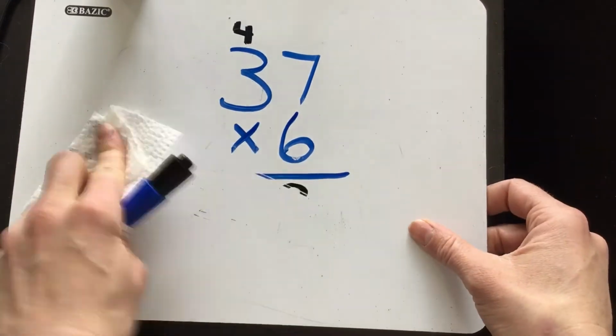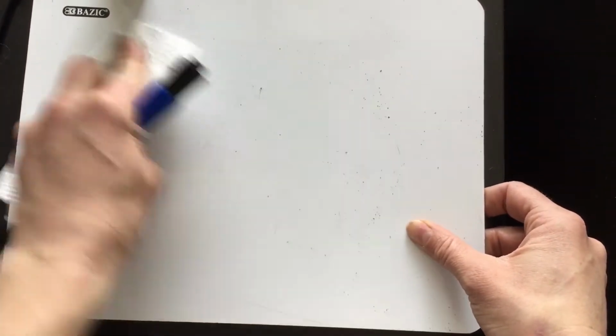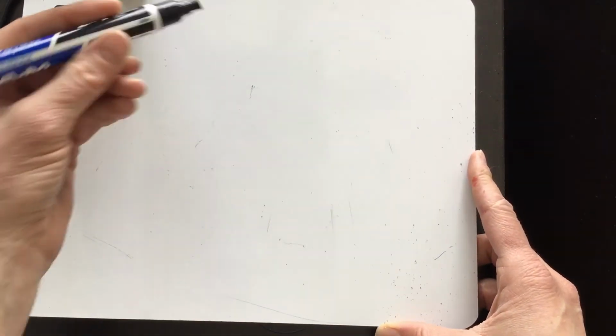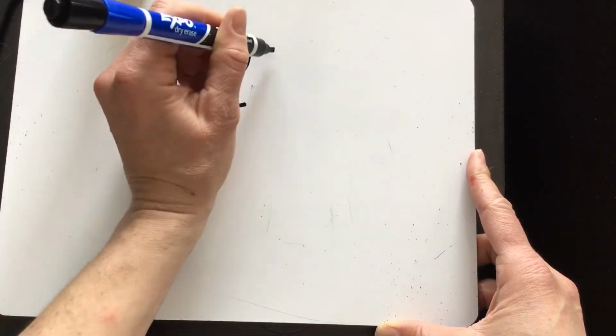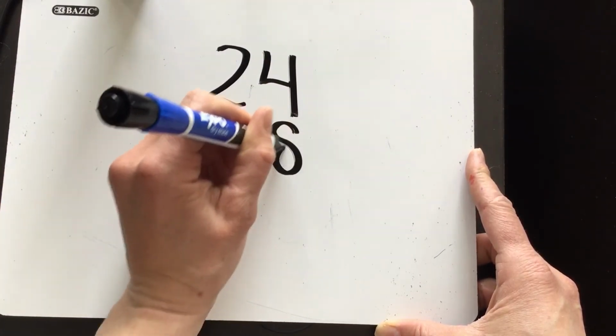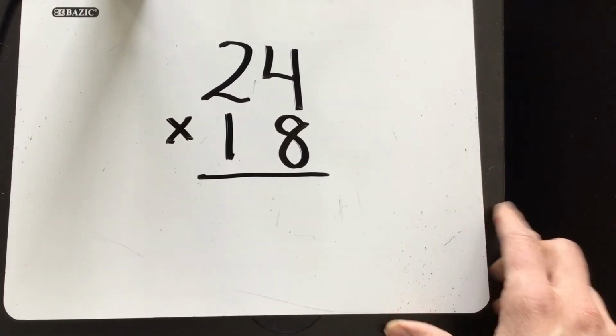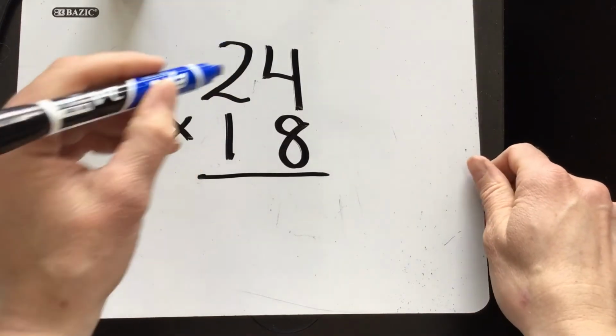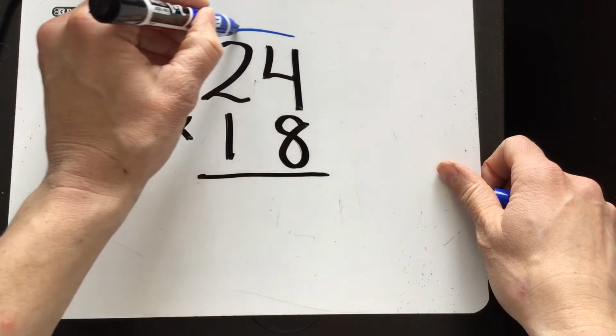I'm now going to show it to you with a 2-digit by a 2-digit number. I'm going to have the number 24, and I'm going to multiply it by 18. So 24 is a 2-digit number, and 18 is a 2-digit number. What I like to do first, just to help remind me, is circle what I need to multiply first.